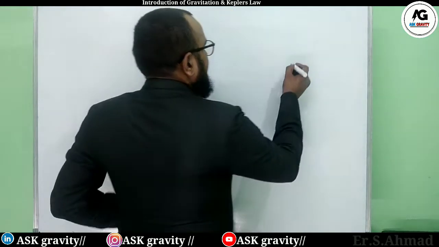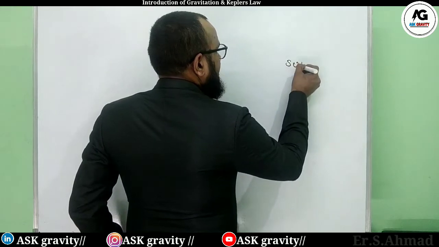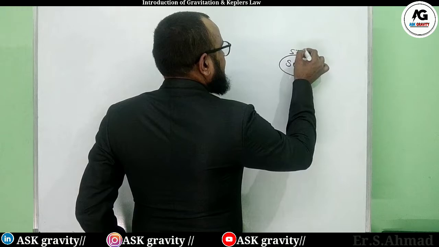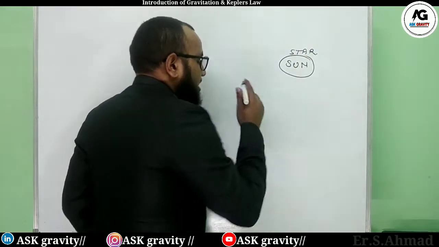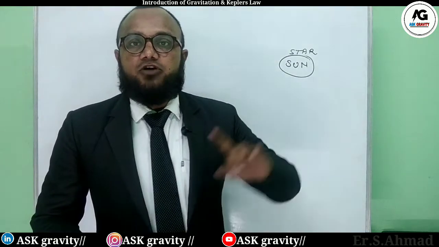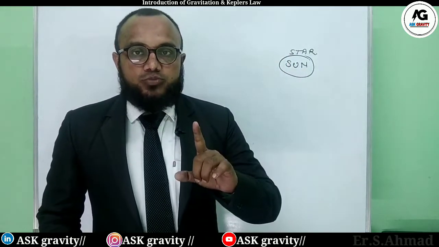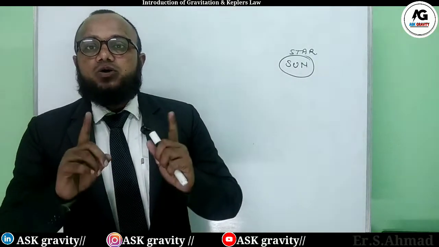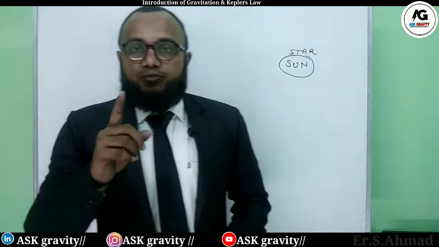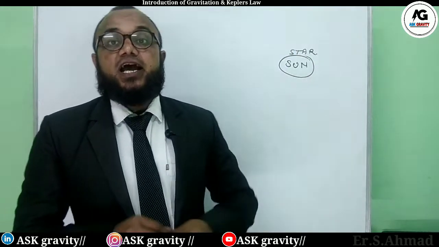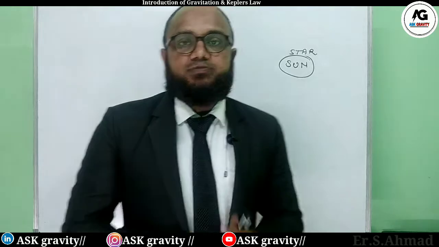The sun is considered a star. Remember that the sun is a star in our solar system. And remember, all the objects which are revolving around the sun in an elliptical orbit are called planets.